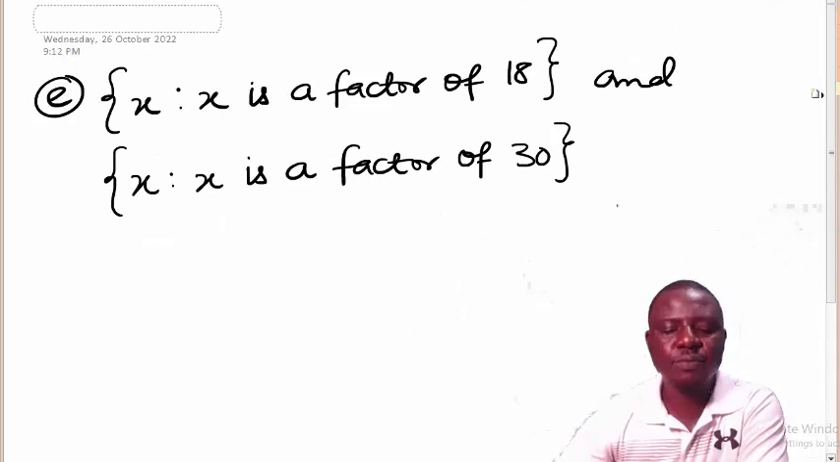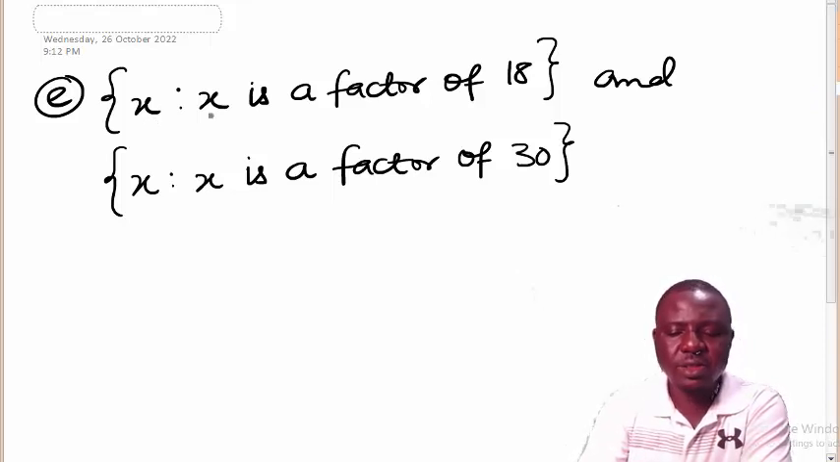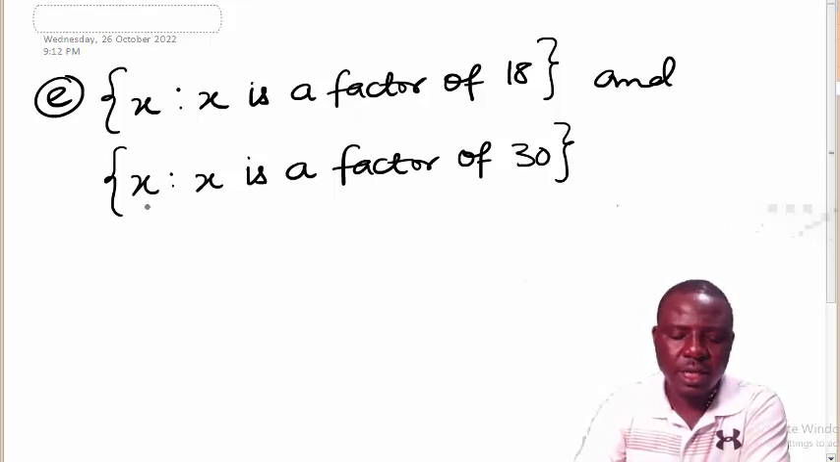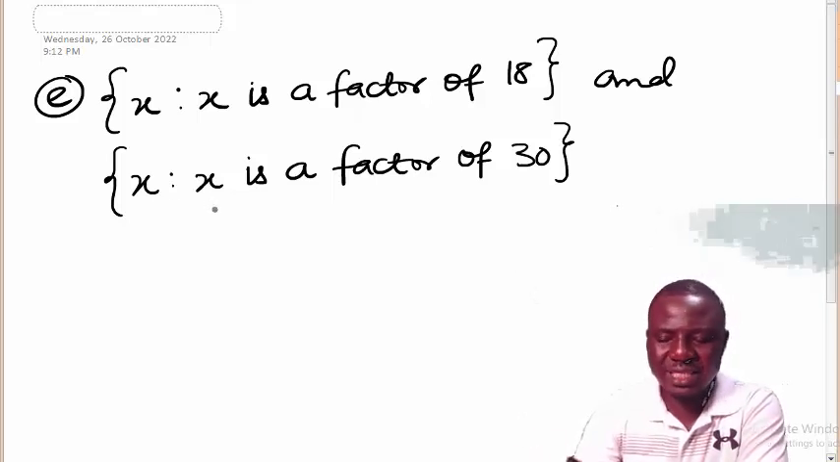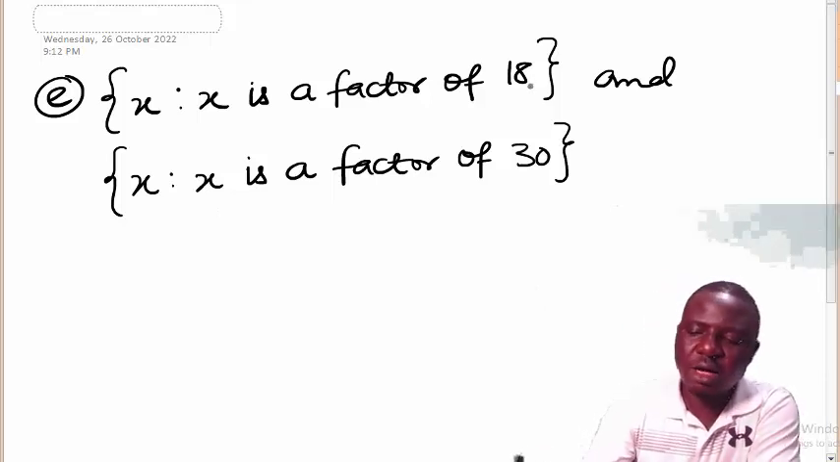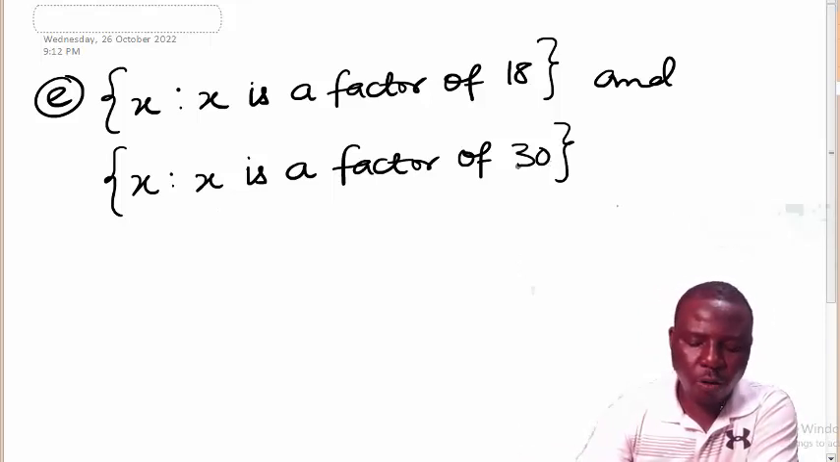Let's take another example. E says a set of elements X such that X is a factor of 18, and a second set of elements X such that X is a factor of 30. Now, what do you understand by factors? Factors are smaller numbers that can divide a big number without remainder. So we'll first of all list out the factors of 18 as well as the factors of 30, and then carry out such operations on them.